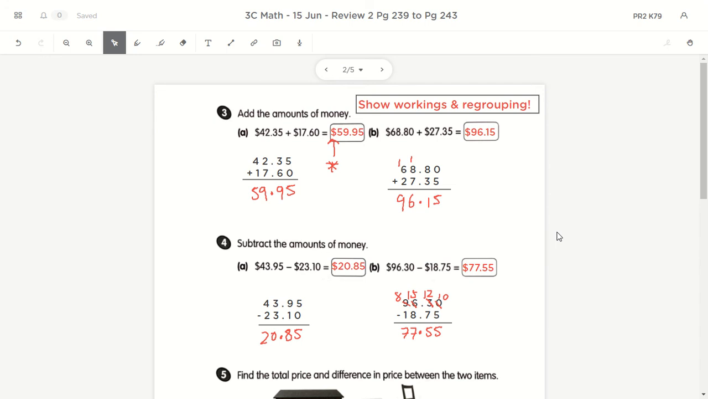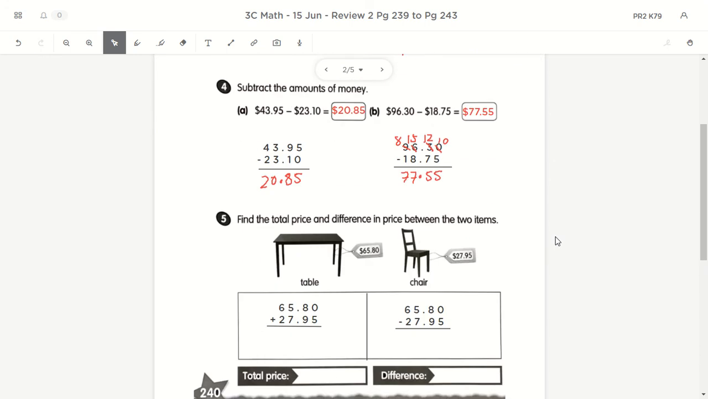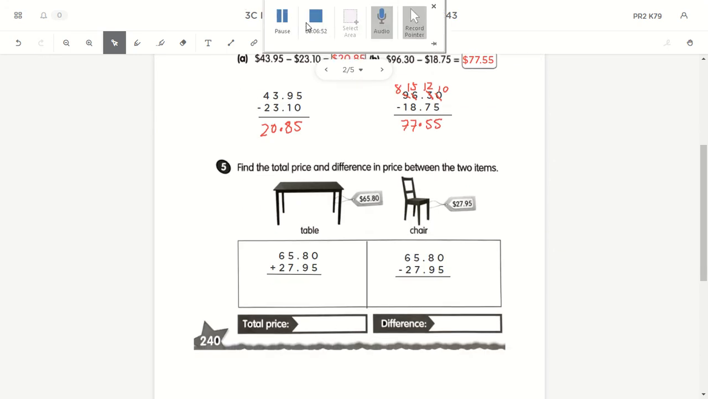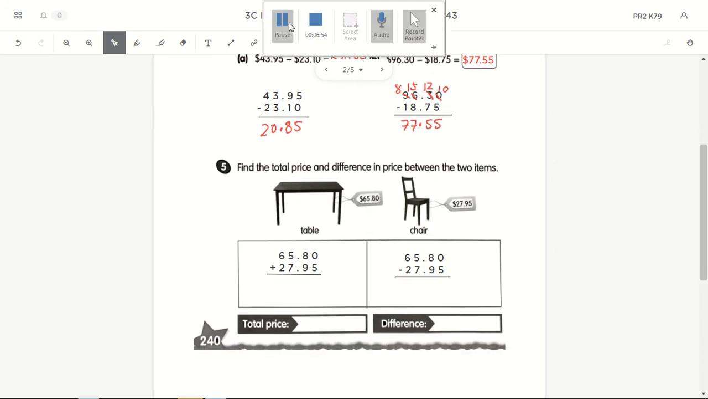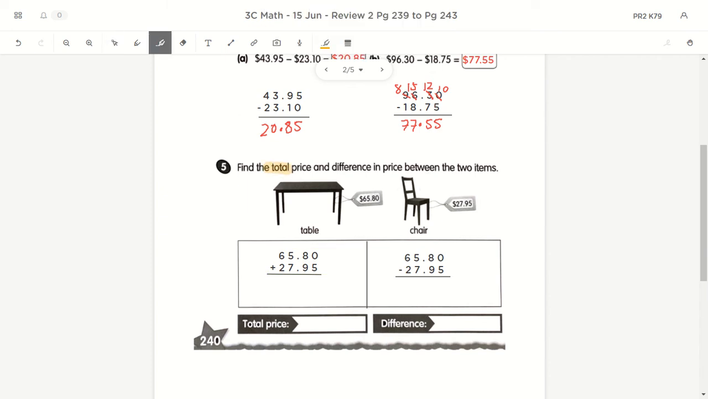Alright, so straightforward. Just make sure the dollar sign and the decimal point is there. Right, so over here, we want to find the total price and the difference. So to find total, you need to add. Okay, and later on to find difference, you need to use the bigger amount minus the smaller amount. Okay, so we do the total first.